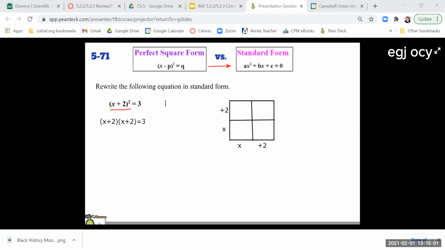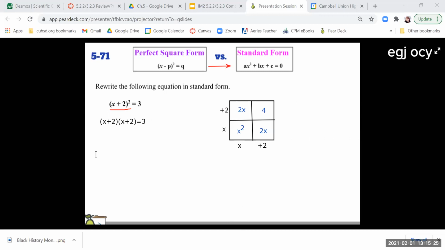It came that way. Okay, so when I fill in this area model, in this first box I get x squared. Here I have a 2x. Here I have a 2x. And then 2 times 2 makes 4 for this last spot here.